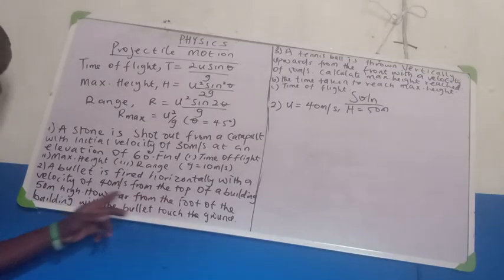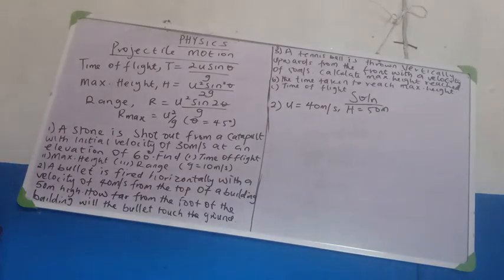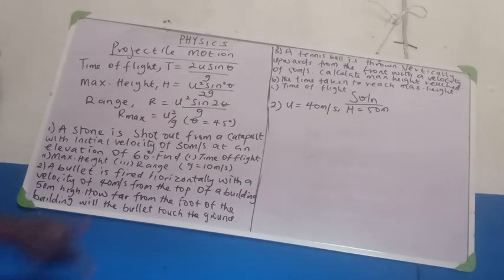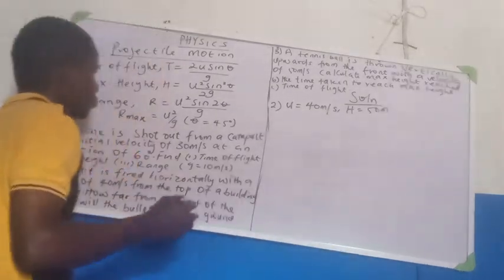How far from the foot of the building will the bullet touch the ground? So we're looking at the range. That is, where is it going to touch the ground? That's the horizontal distance.